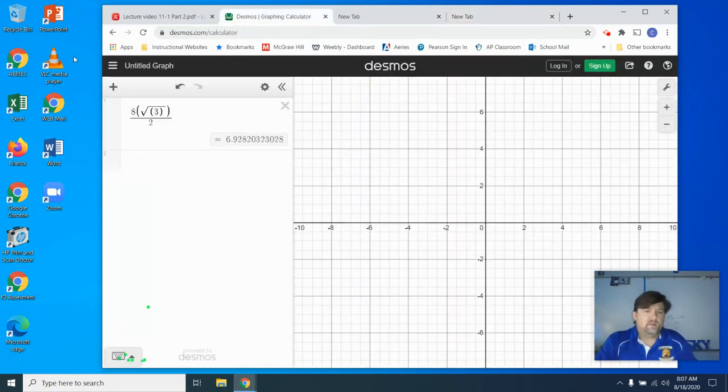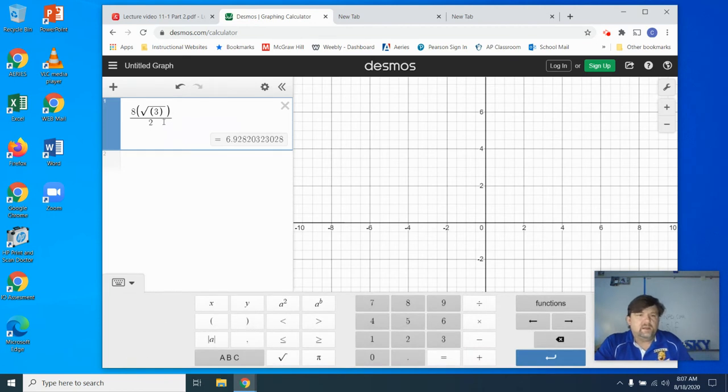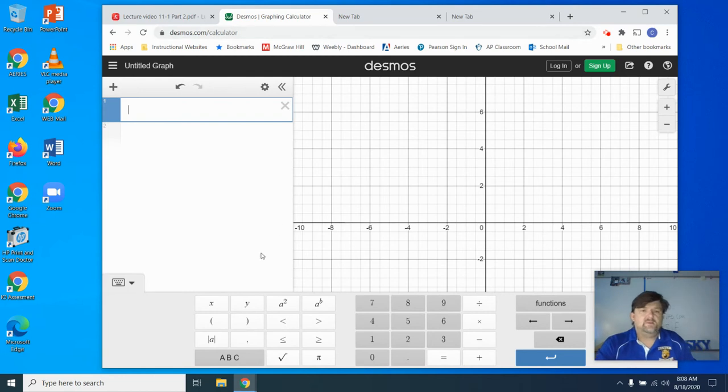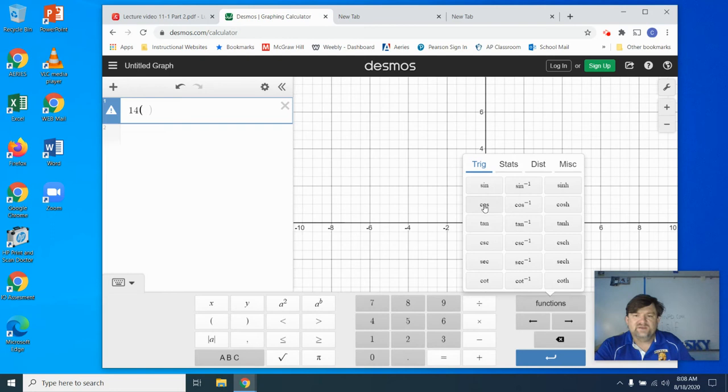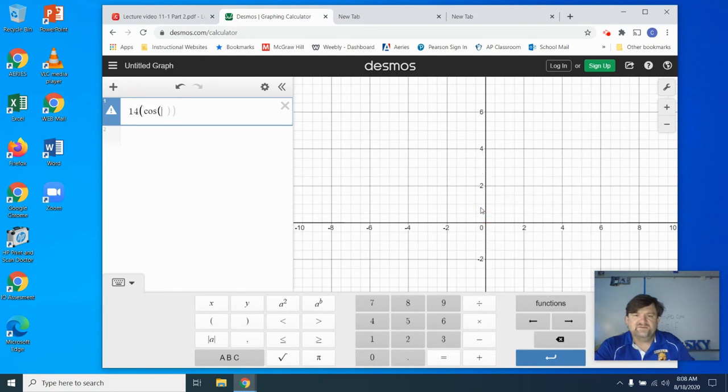And so we click on here, and I'm just going to go ahead and backspace this. And it was 14 times. And notice how there's no cosine here anymore. Well, if you click the word functions right here, cosine pops up right there. It's under the trig functions.